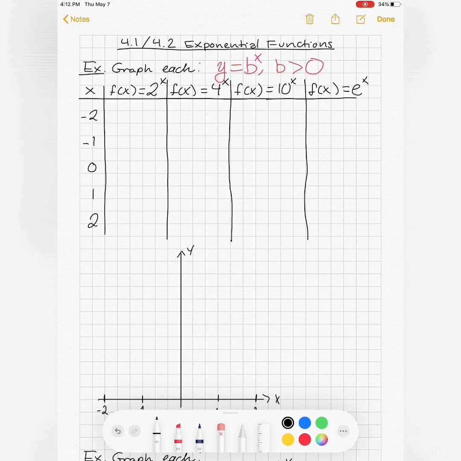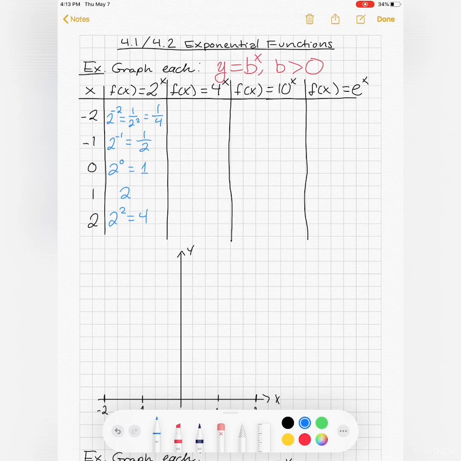So the goal is, can I come up with what the graphs look like for this family of functions? So I set up a little table here. Let's see if we can fill in the graph for 2 to the x. So we have to remember some exponent rules. Remember, the negative exponent flips the fraction. So 2 to the -1 would be 1 over 2. Remember, 2 to the 0 is defined to be 1. 2 to the 1 is just 2. 2 squared is 4.